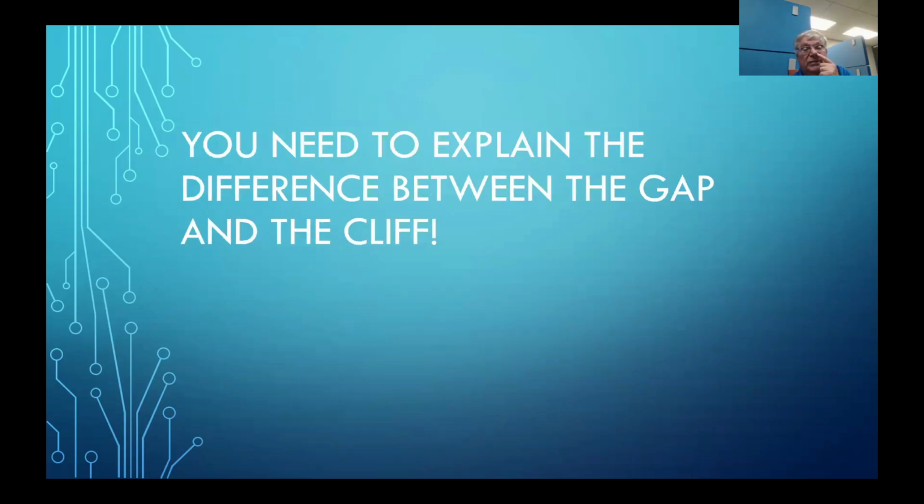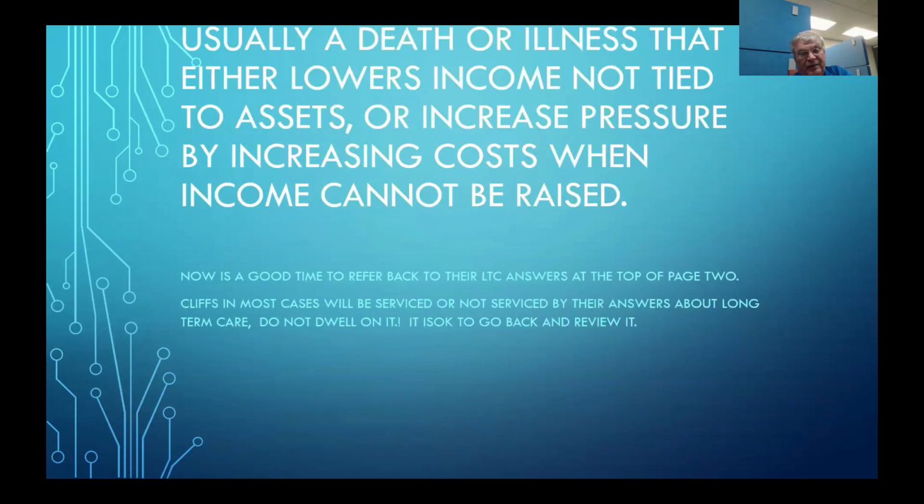So you need to explain the difference between the gap and the cliff. Some will understand it, but the more you explain it, the better off you're going to be. Usually a death or illness either lowers income not tied to assets or increases pressure by increasing costs when income cannot be raised. Those are your cliffs. And you need to explain them. You need to be good at explaining them. Now is a good time to refer back to their LTC answers. Remember now, you've already talked to them about long-term care.